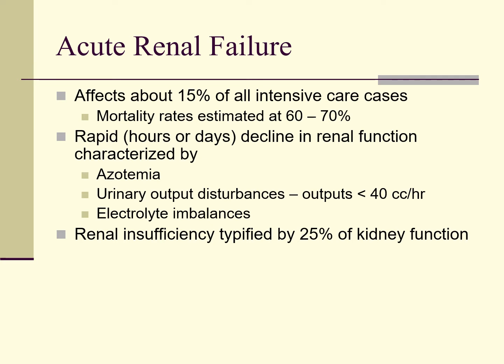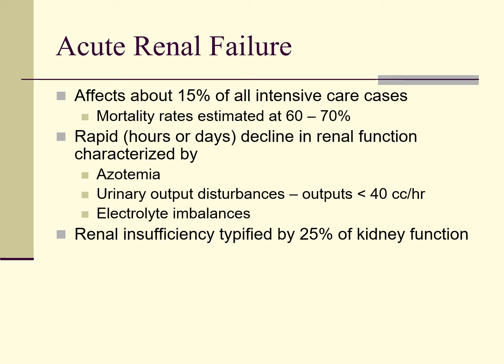As far as acute renal failure, you can see it affects a good percentage of individuals in intensive care. The mortality rate is fairly high, and renal failure can occur fairly rapidly or over several days, and it's a decline in renal function. And you see what the characteristics are. Azotemia would be protein in the blood, so that would indicate the BUN and protein degradation is happening.